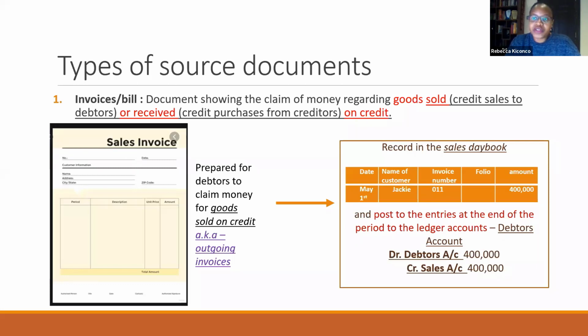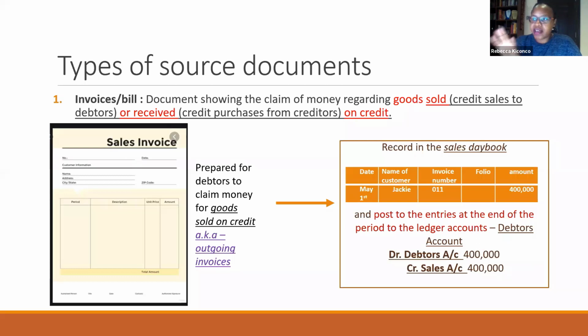Are we together? So for certain things like purchase of goods, you will get an invoice. For services, consultancy services and so forth, or restaurant services, you will get what we call a bill. That document shows that there's a claim of money regarding goods that have been sold on credit. That means you have not yet paid for them. Now, it could be credit sales, and that is specifically for debtors, so you get a sales invoice, or it could be purchases from creditors, and therefore you get a purchases invoice. Now we're going to look at a sales invoice.